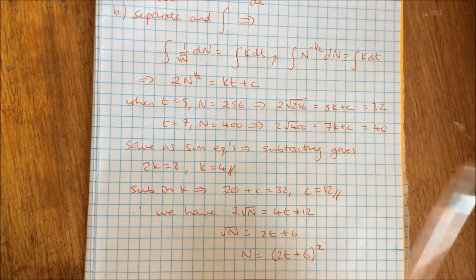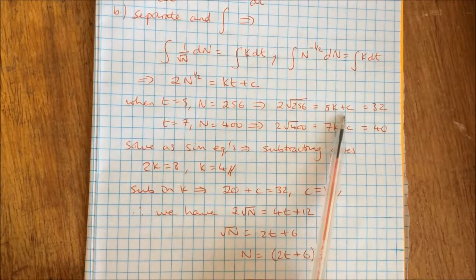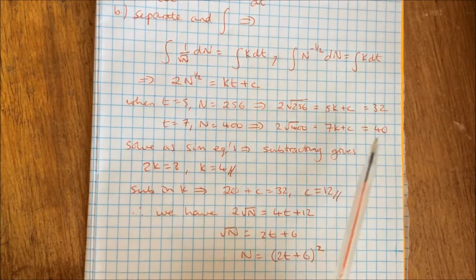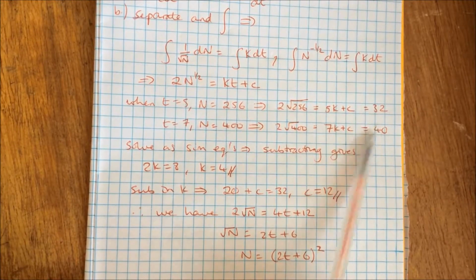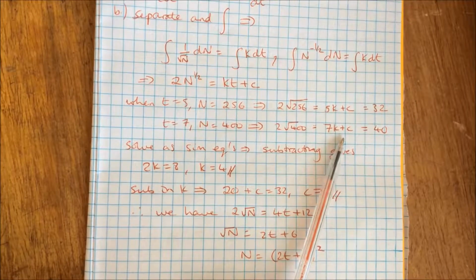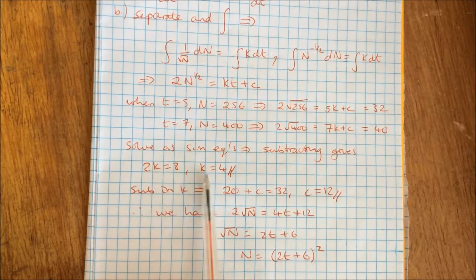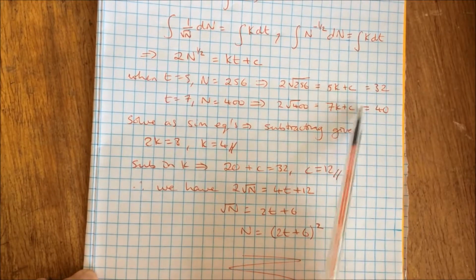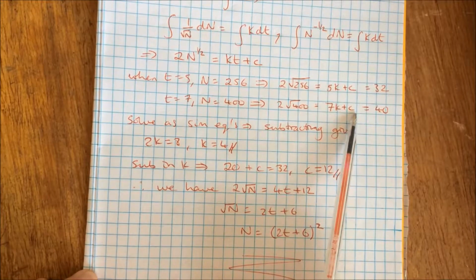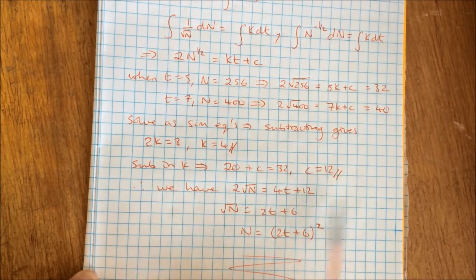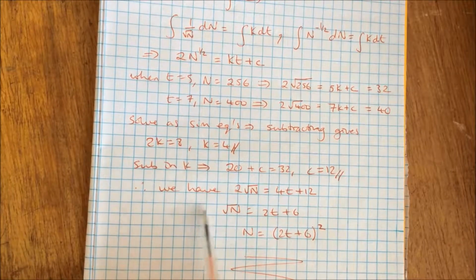That's fairly straightforward. I've come up with 5k plus c equals 32, and 7k plus c equals 40. Choose your preferred method of solving the simultaneous equations. I've gone for subtraction there, which gives me 2k is 8, so k equals 4. Substitute your value of k back into one of these to get the value of the constant c. You then get the general formula.